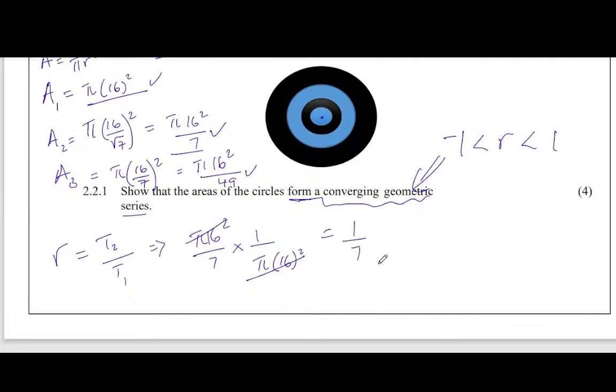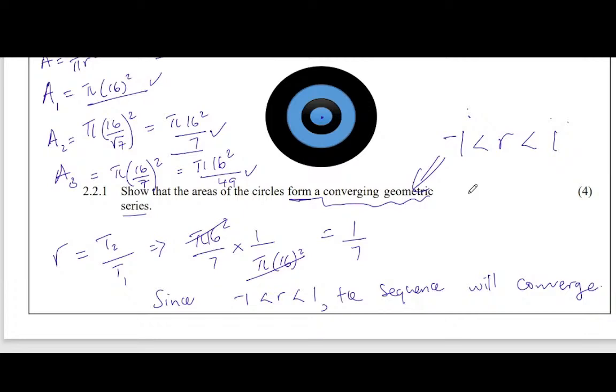Now we know that 1 over 7, when you just change it to a decimal, is 0.142 something, which is in between this condition. So we can just draw a conclusion that since -1 is less than r is less than 1, the sequence converges or will converge, since the common ratio is between that interval.